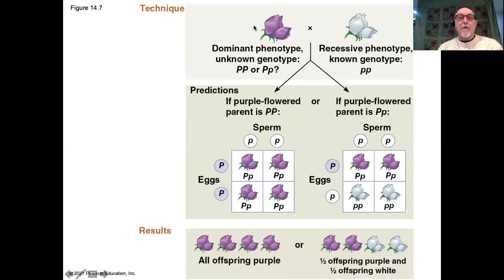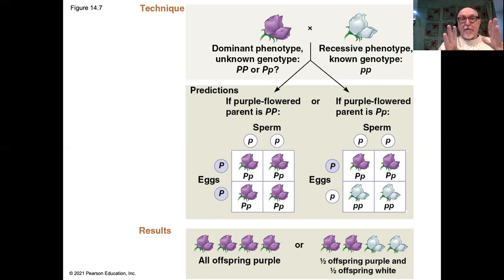Well, if this purple plant is homozygous dominant, let's say we're going to cross pollen from the white flower. So here's the possibility for the purple flower. We're saying it could be homozygous, big P, big P. We know that the only pollen which the white plant can produce is little p, because it's homozygous recessive. So here are the eggs, big P, and here's the pollen, little p. All of the offspring turn out to be heterozygous, big P, little p.